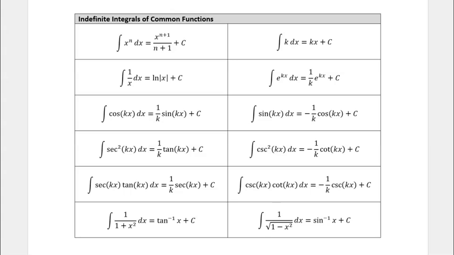And then at the bottom here, we have the inverse trig functions, inverse tangent and inverse sine. Okay, because we know the derivative of inverse tangent, so that means the antiderivative of 1 over 1 plus x squared has to be the inverse tangent. All right, so let's take a look at the next example.